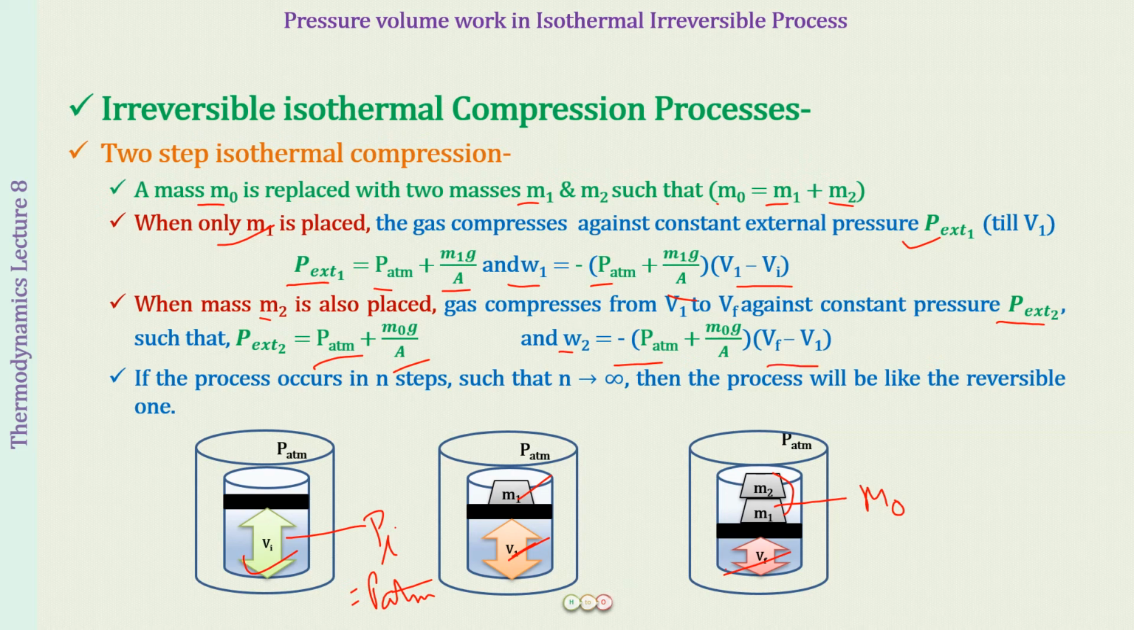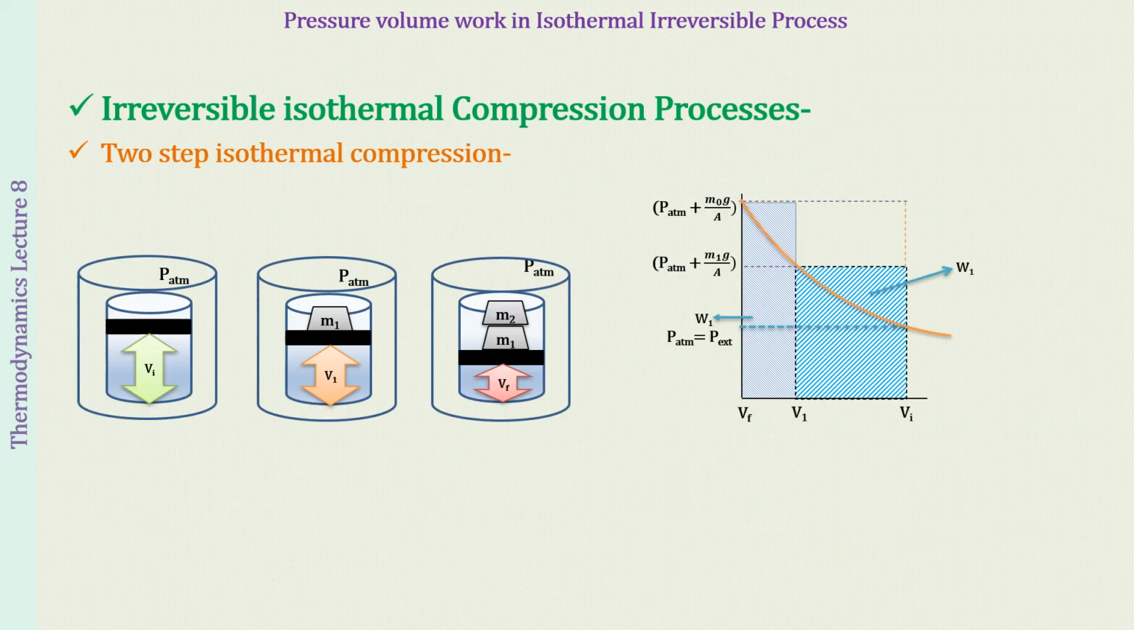Again, if the process takes place in n number of steps, we are going to have n approaching infinity. It will be just like the process being a reversible one. So the difference between an irreversible process and the reversible process is only this much, that we have increased the number of steps in the irreversible process to infinity. Okay, I hope the concept is clear.